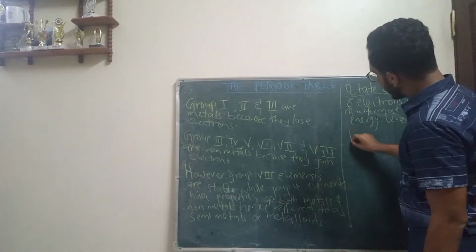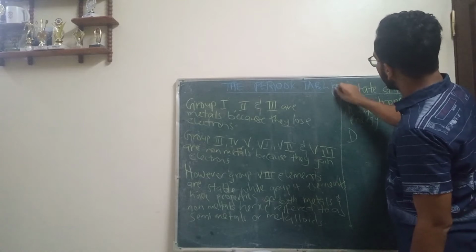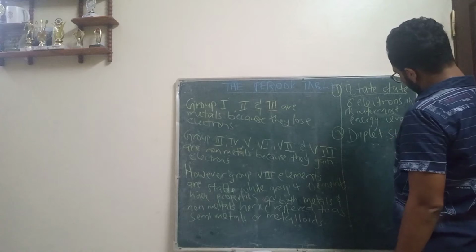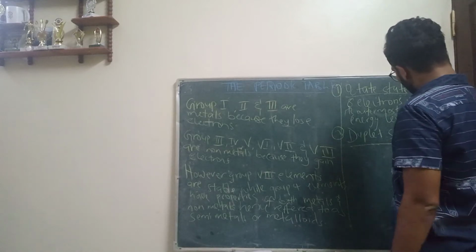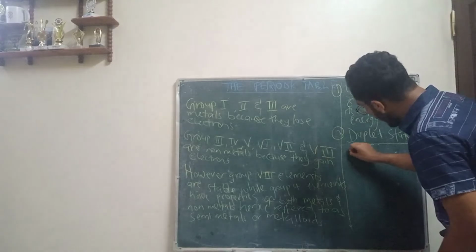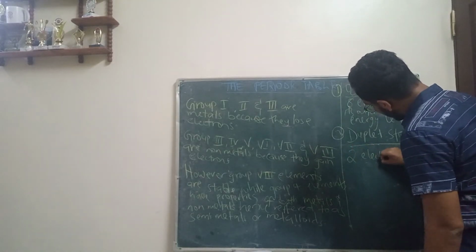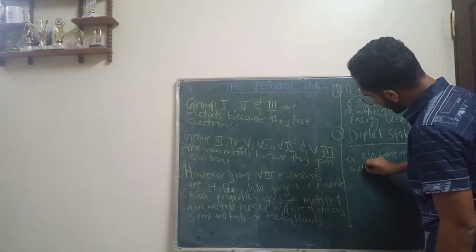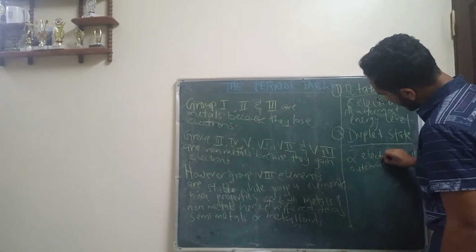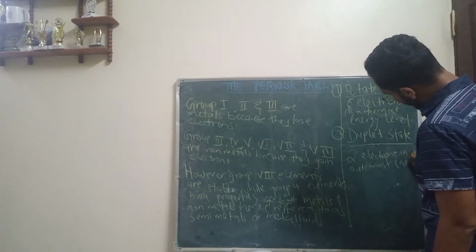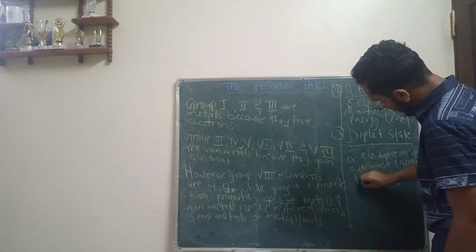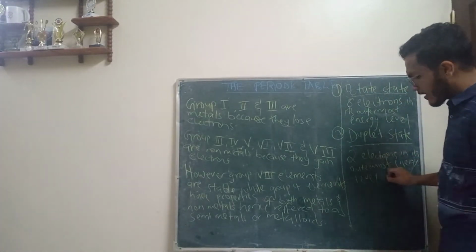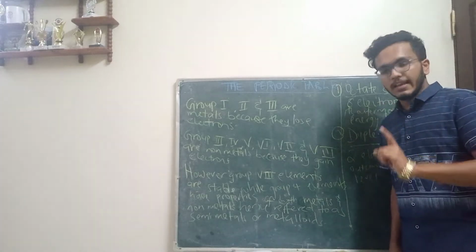In the duplet state, the second one, this is the octet state and the second one is the duplet state. In this state, the atom has 2 electrons in its outermost energy level, and it has only one energy level. Note, the duplet state has only one energy level.